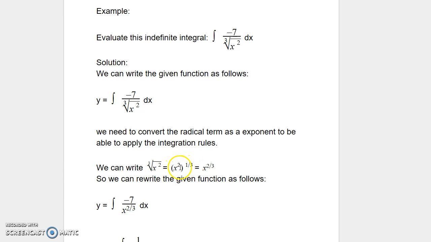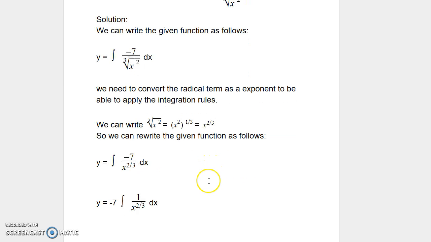Here again, we are going to use the exponential rules. One of the exponential rules tells us that if we have a power that is raised to another power, we multiply the powers. So the base is x, and the powers are 2 times 1 over 3, which is 2 over 3. So the radical term, cube root of x squared, can be written as an exponential term as x to the power of 2 over 3. So we have rewritten the given function. We can rewrite the given function as follows.